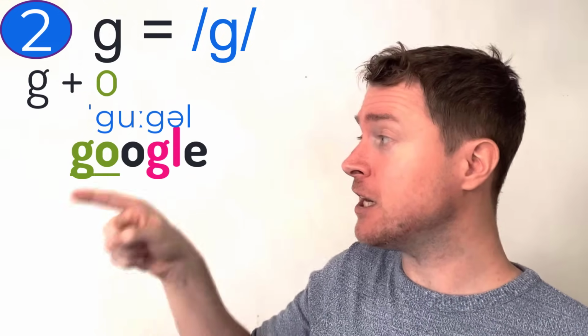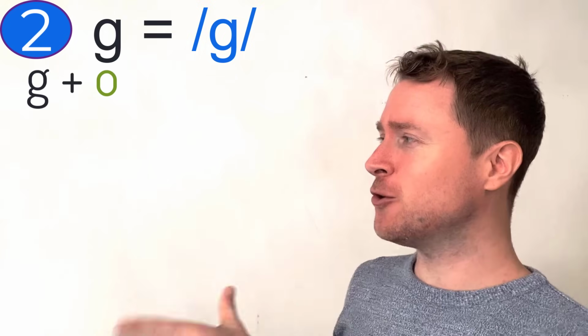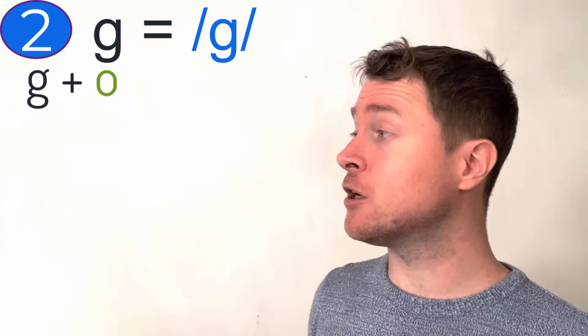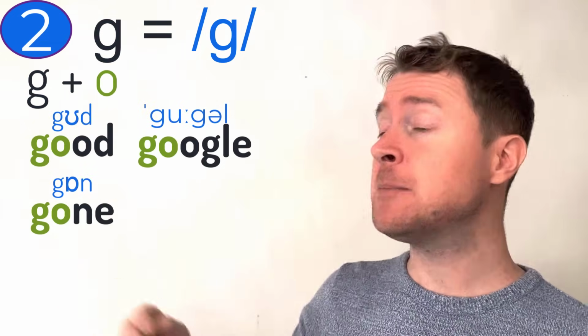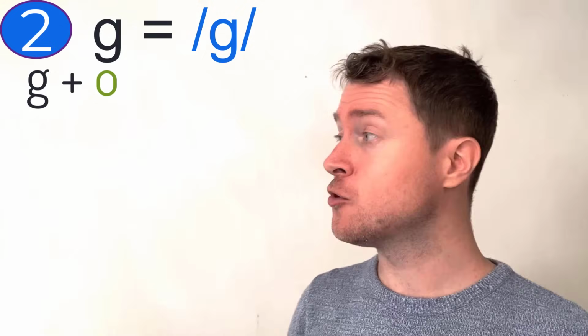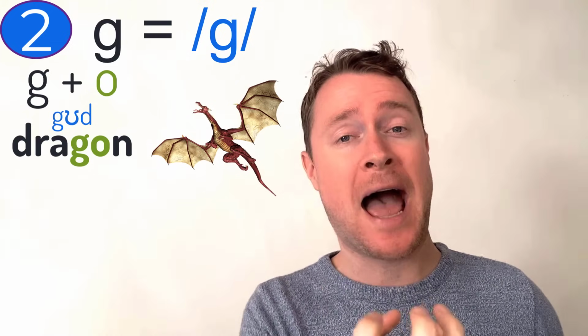Google, okay? G followed by O, G. G followed by L, G too, okay? Google. So practice with me. Google. Okay? G plus O at the beginning of words like good or gone or Google is very common. But G plus O is also very common in the middle of words like dragon. Dragon, as in a flying, fire-breathing dragon. Dragon.